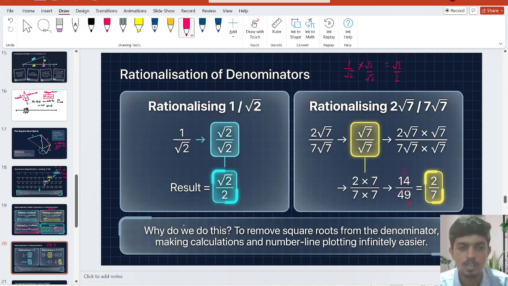Okay. Why do we do this? To remove the square root from the denominator, making calculation and number line plotting much easier. So this is the reason I have to remove the irrational number from the denominator.